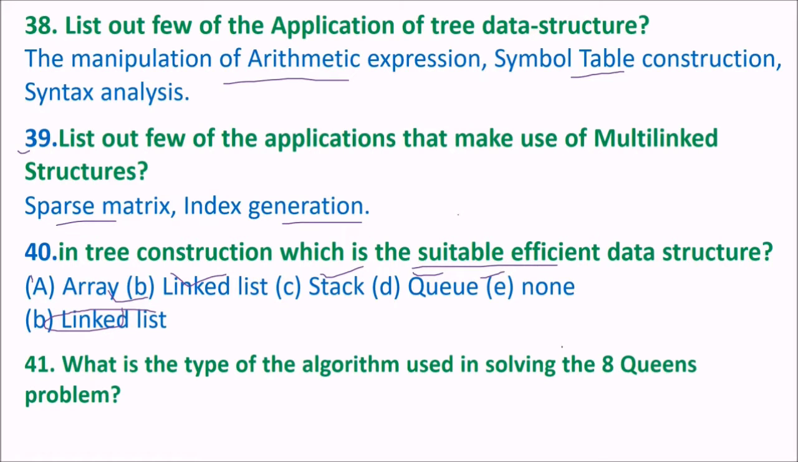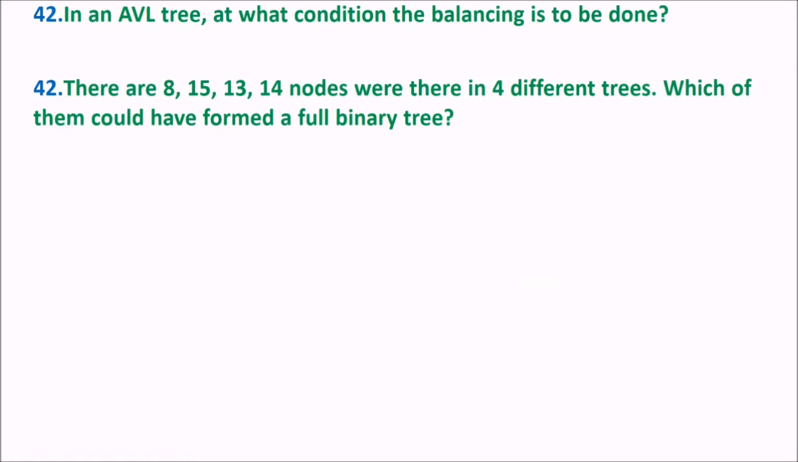What is the type of algorithm used in solving the 8 queens problem? And this is backtracking. In an AVL tree, at which condition is the balancing to be done?